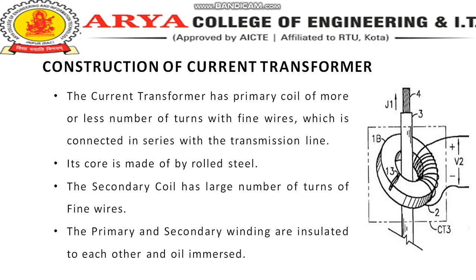Now we discuss the construction of the current transformer. The current transformer has a primary coil of a small number of turns with thick wires, which is connected in series with the transmission line. Its core is made of rolled steel. The secondary coil has a large number of turns of fine wires. The primary and secondary windings are insulated from each other and oil immersed for cooling purposes.